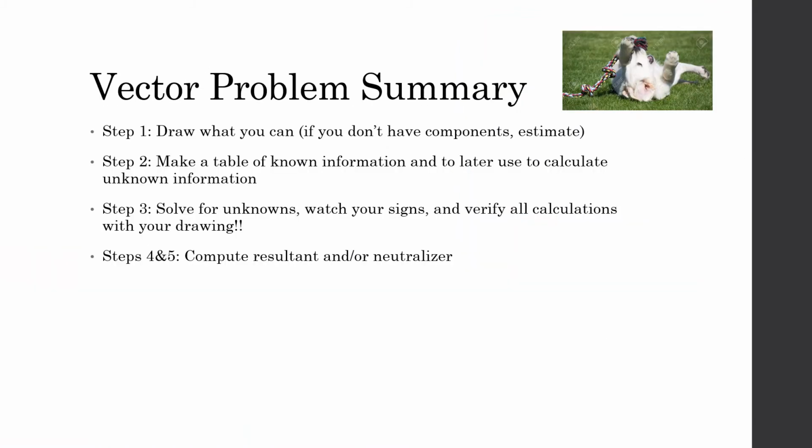So this is just a quick little summary of my recommended steps for solving vector problems. So the first thing that you want to do is draw whatever you can. Then you want to make a table of all your known information. You're going to use that known information to solve for your unknowns, probably just your relevant unknowns rather than all of the unknowns like we did for this example. And that may include computing your resultant and your neutralizer.